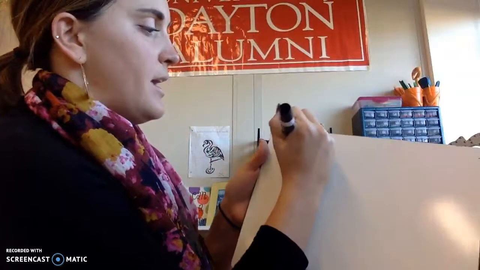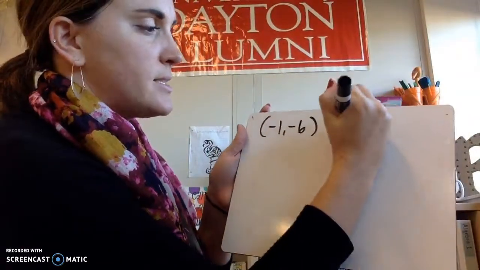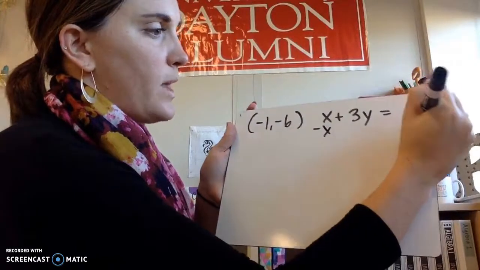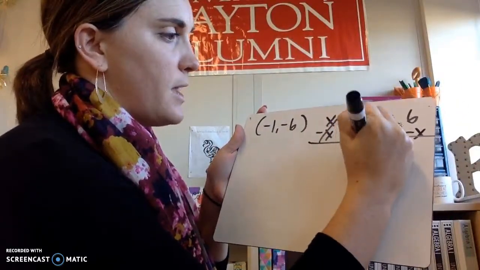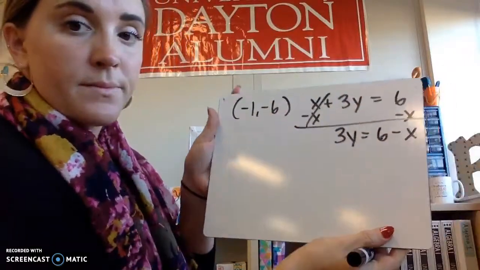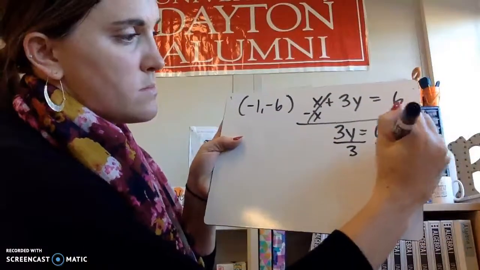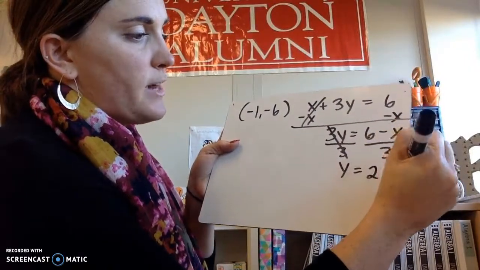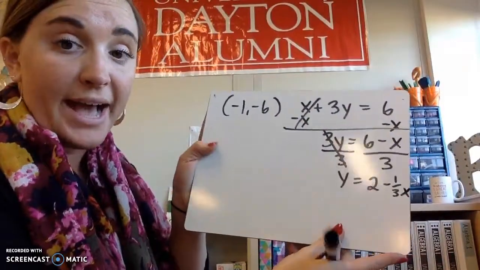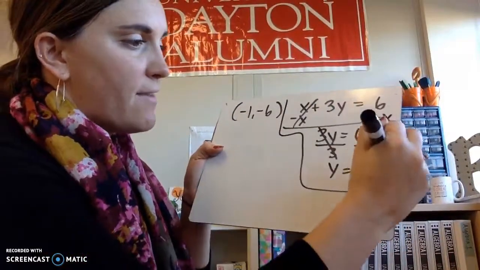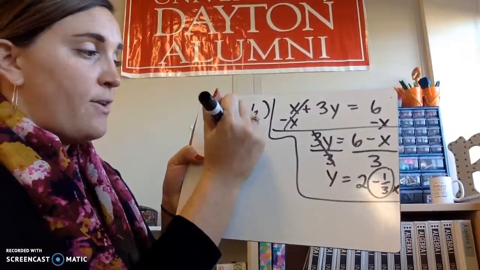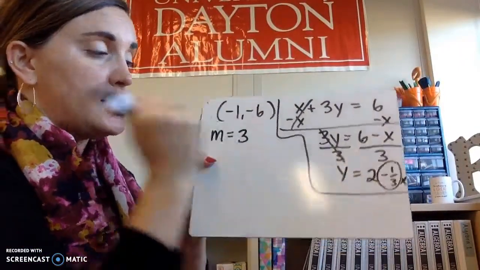Got 3 minutes until the bell rings, so we're going to see if I can do it. Negative 1 comma negative 6, and then the equation is in standard form, so we're going to rearrange that right away into slope-intercept form. Two minus 1/3 x. Add a 1 there if you want to. It's 1/3 x. So this is the slope that they gave us. I need the opposite reciprocal of that. So our slope's going to be positive 3 over 1, which is just 3.